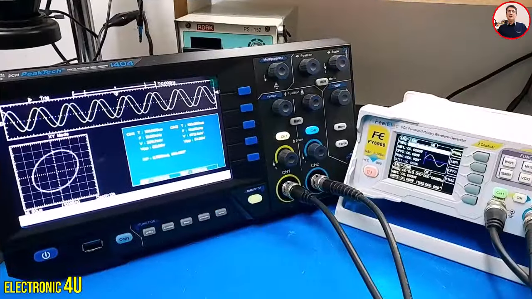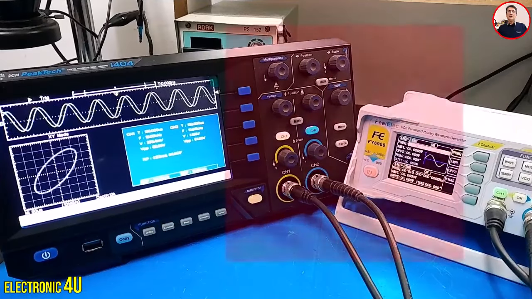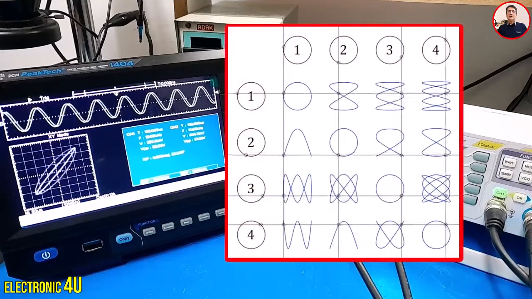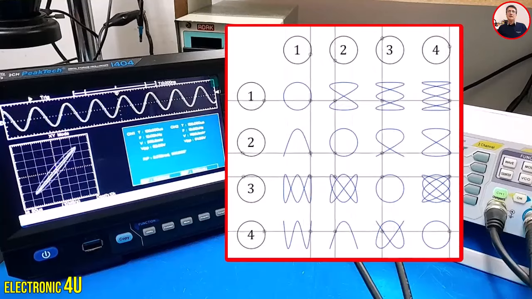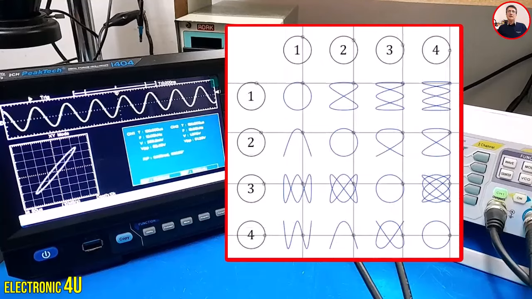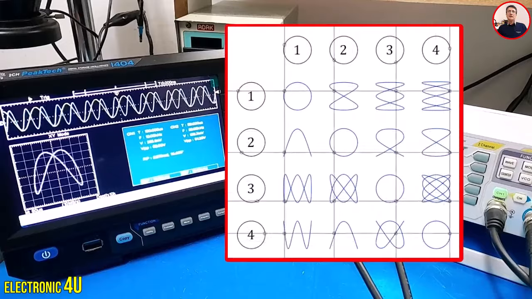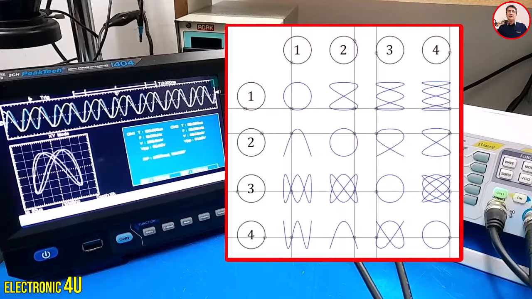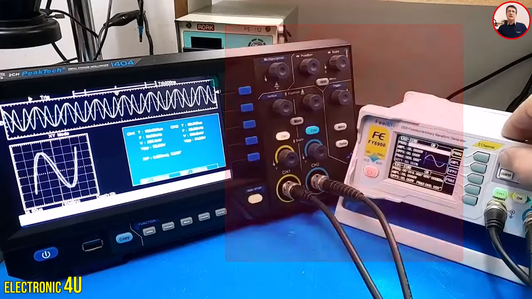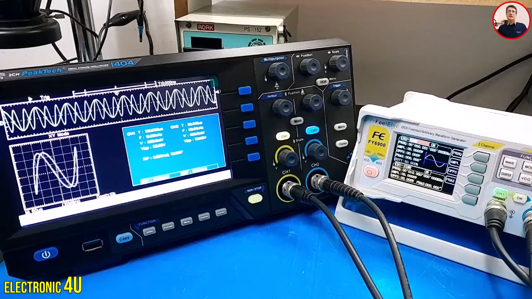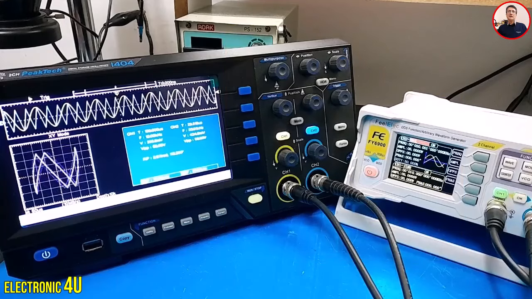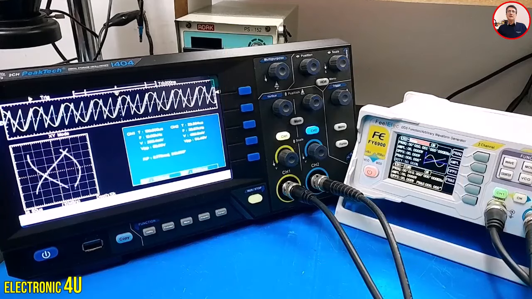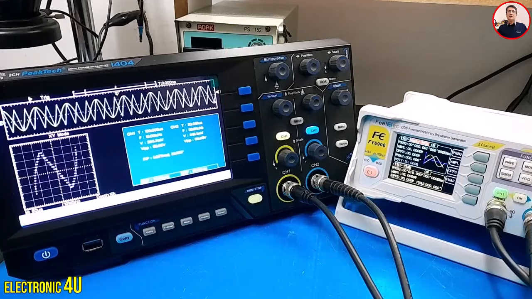Before we dive into the experiment, let's talk a little about Lissajous figures. These curves are formed by the intersection of two oscillating signals on an XY plane. If the signals have different frequencies or phase differences, they produce beautiful shapes like ellipses, circles, or even more complex patterns. These patterns are used to analyze the relationship between two signals, such as phase difference or frequency ratio.